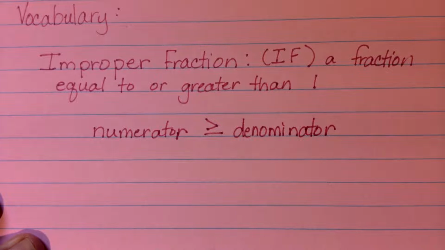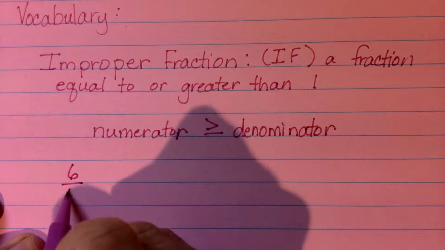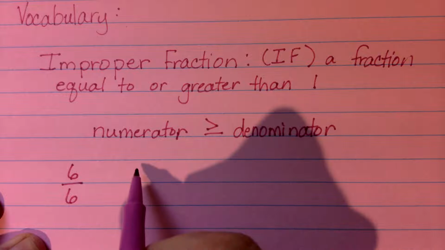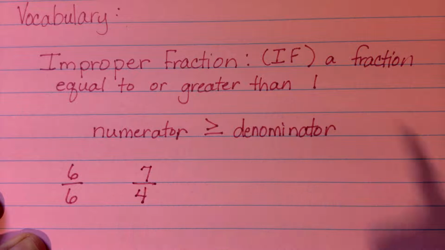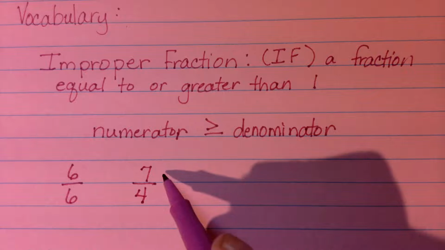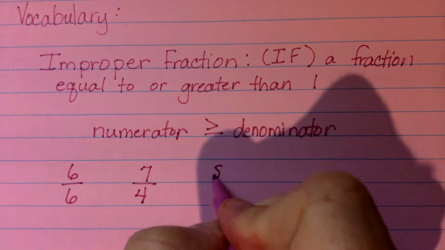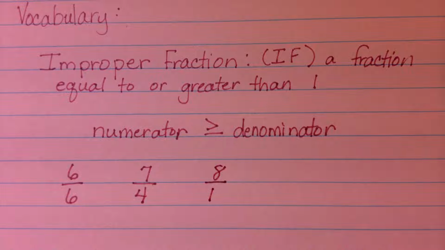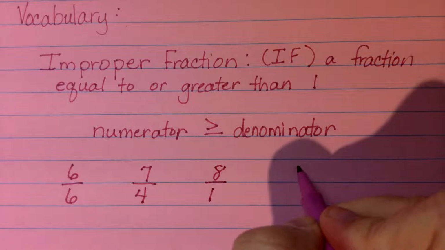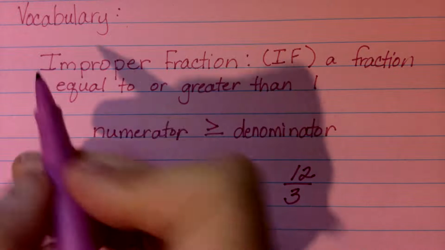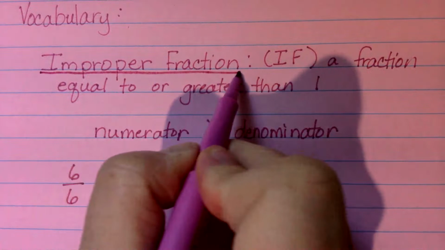Here are some examples of improper fractions. 6/6 is an improper fraction because the numerator is greater than or equal to the denominator. 7/4. Again, the numerator is greater than or equal to the denominator. 8/1. 12/3. These are all improper fractions.